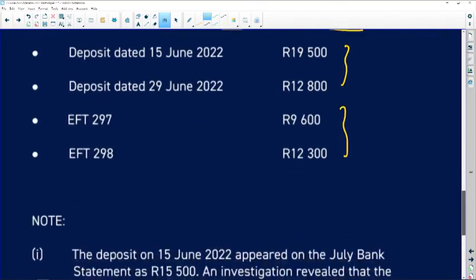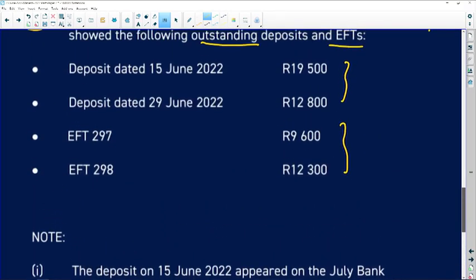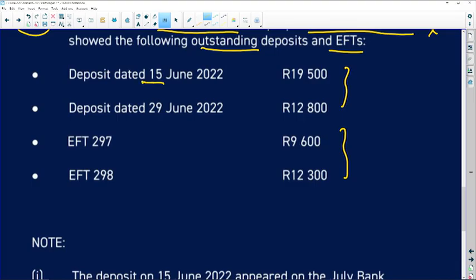Right, so let's now go to the additional information. The deposit on the 15th of June 2022 appeared on the July bank statement as 15,500. An investigation revealed that the cashier at the time had resigned. The outstanding amount must be written off. Right, so from our info, let's just go back. Okay, so there's the deposit on the 15th of June. So an outstanding deposit for 19,500.